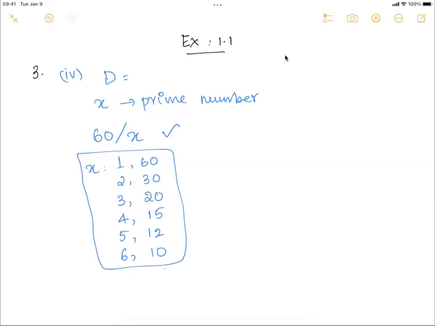Now, out of these, let's identify the prime numbers, because x, while it is a divisor of 60, is also a prime number. So 2, 3, and 5. These are the only prime numbers. So D is the set that consists of 2, 3, and 5.